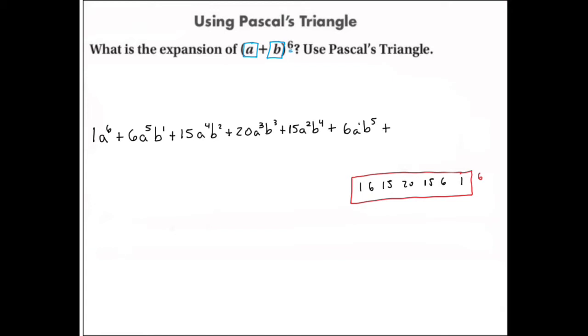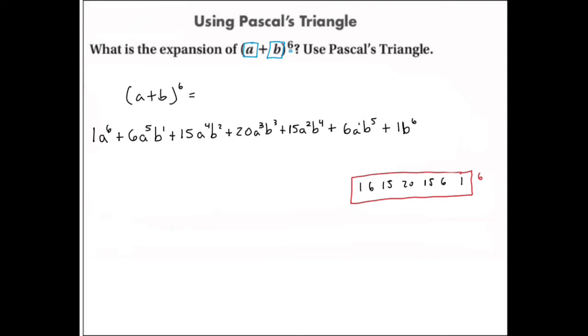And then last but not least, a would get none of the exponent, but the b would get all of it, so b to the sixth. And so we have 1b to the sixth power. And so this would be our expanded binomial.